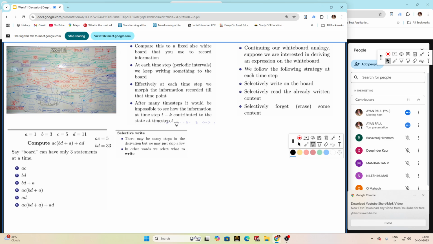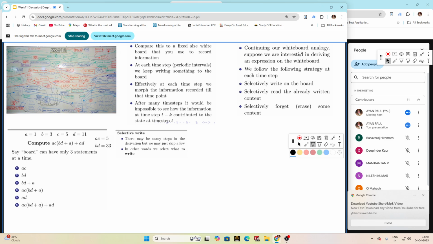That means what we do on the whiteboard, we write something, we read something, and after that we delete something. So after 3-4 deletions, if you want to know what information was written in the first time step, it is impossible to get, right, because we have morphed it many times. So that is how we can draw the analogy of the whiteboard with the RNN.